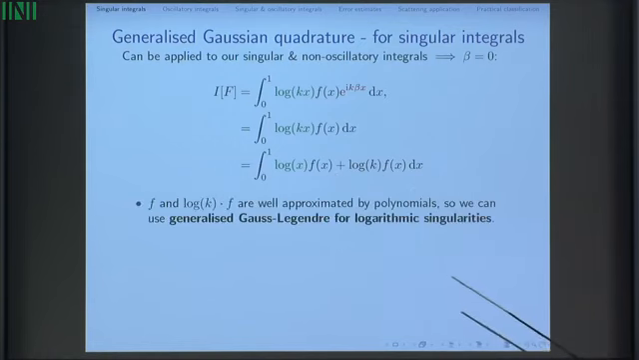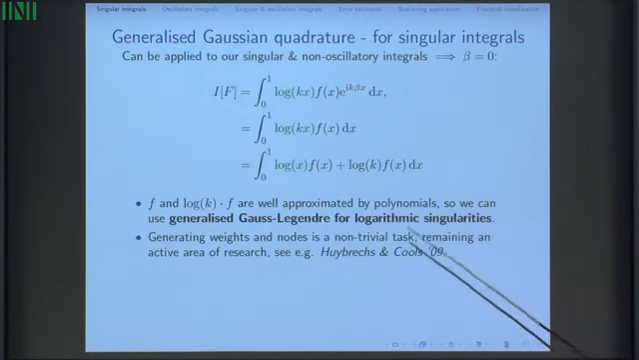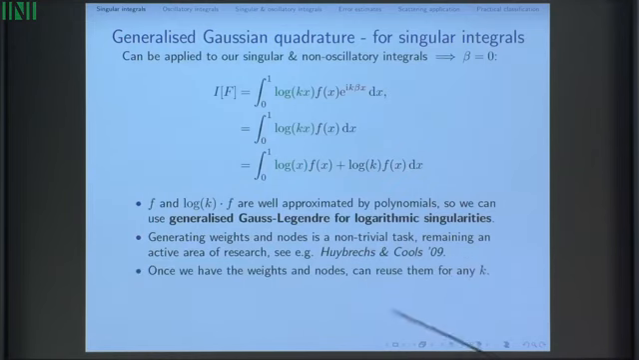So what's nice about this is although generating the weights and nodes for a generalized Gaussian quadrature rule is difficult, it's a non-trivial task, I would say, and still an ongoing area of research. Once we have them, we can use them for any value of k, which will become useful later on.